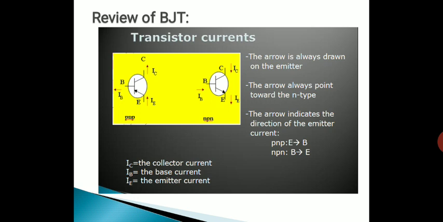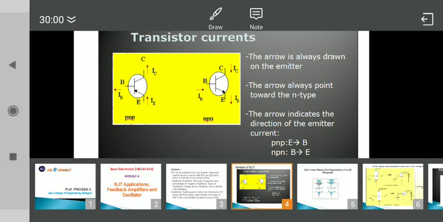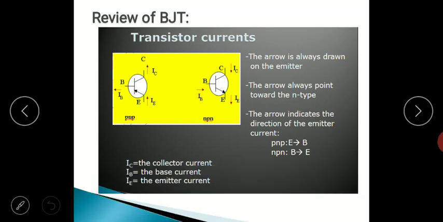As you can see here in the first figure, it is a PNP transistor. It is constructed by sandwiching a thin layer of N-type semiconductor between two P-type semiconductors, whereas an NPN transistor is obtained by sandwiching a thin layer of P-type between two N-type semiconductors. So this is the symbol of the PNP transistor and this is the symbol of the NPN transistor.